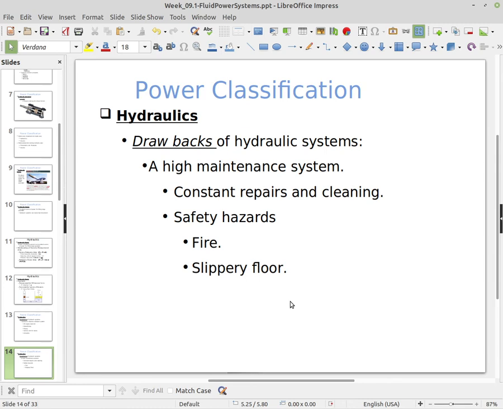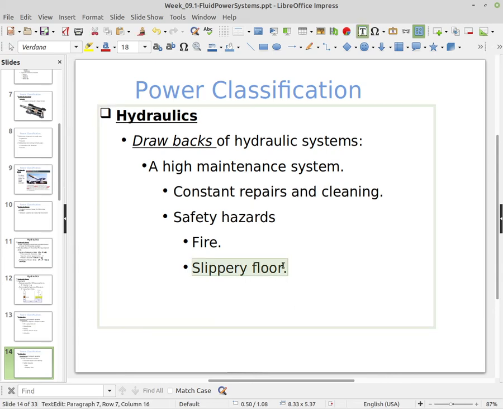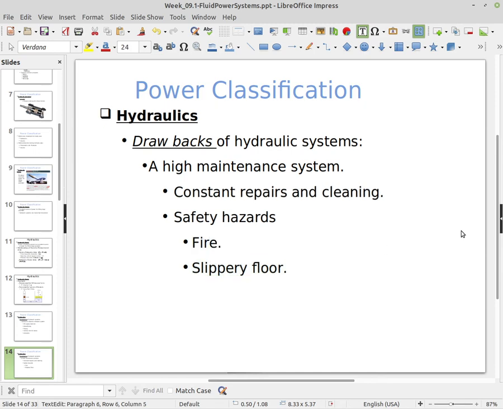So the issues with this: it's a high maintenance system. It requires constant repairs and cleaning. The oil can leak, and when it does, it obviously causes a slippery floor, but it can also cause a fire, so it can be very, very dangerous.